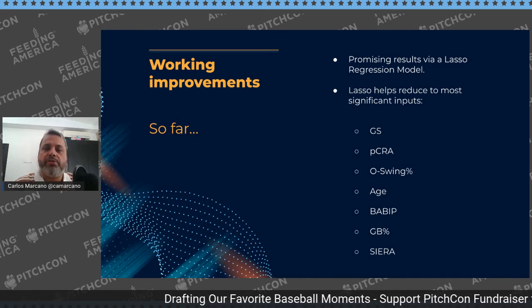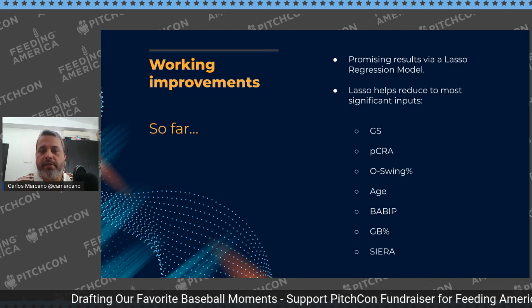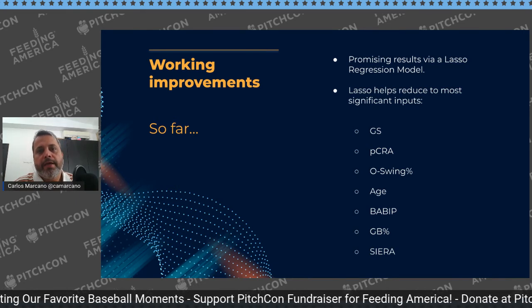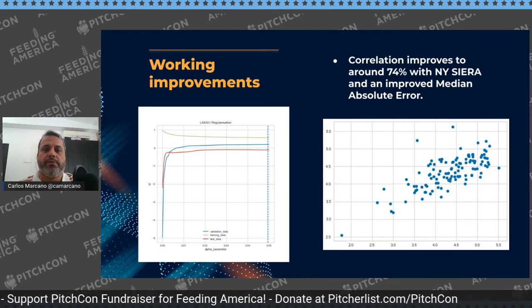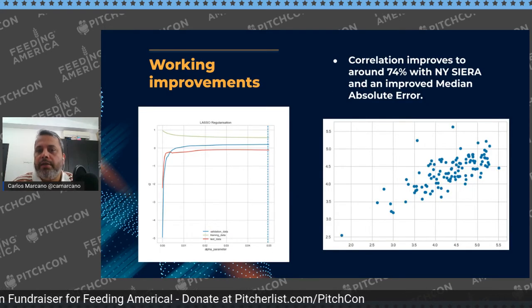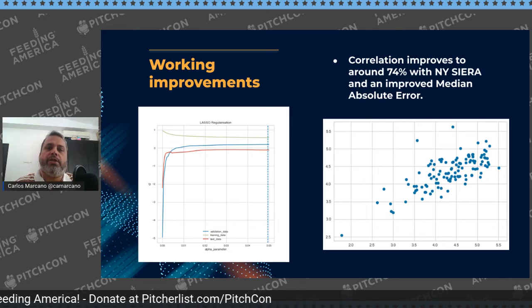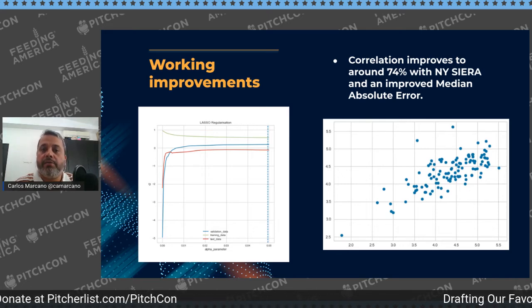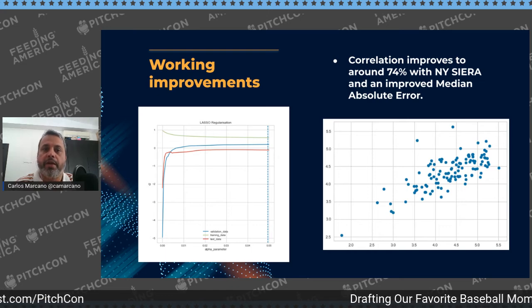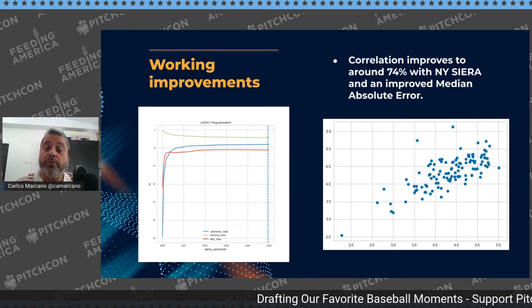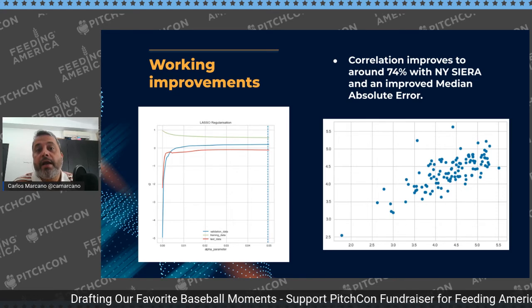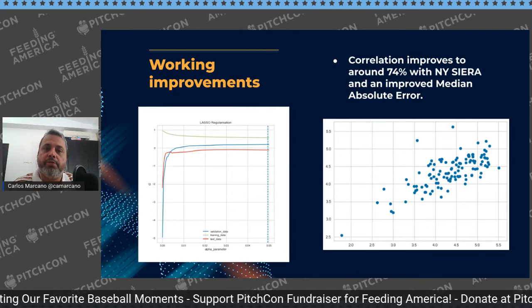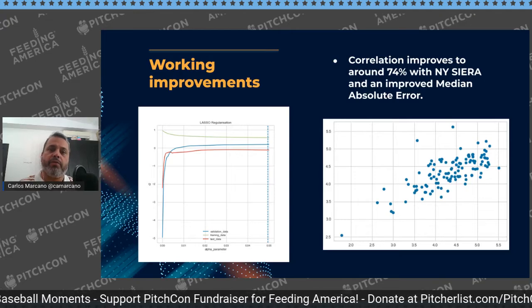So games started. It's a way of balancing this, and these initial inputs have given me some good information. And the model right now, in the initial testings, is getting to around 74% correlation, with an improved correlation to the following year's Sierra, and improved median absolute errors. I don't know if you guys remember that we were talking.